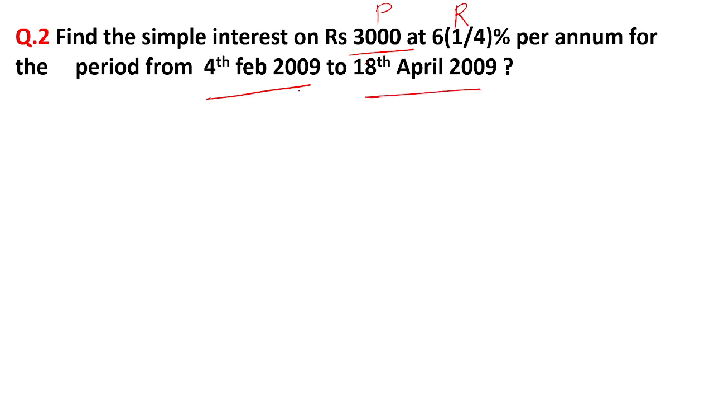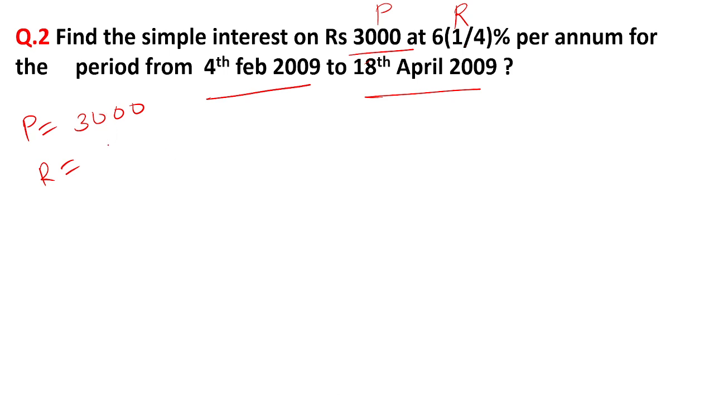Okay, they are now mentioning the dates. So there is a hint also on how to solve this question. First I will tell you. Let's write the given data as P equal to 3000, and the rate is 6 1 by 4. So 6 into 4 will be 24 plus 1, that is 25/4. So the rate we will write directly as 25/4.